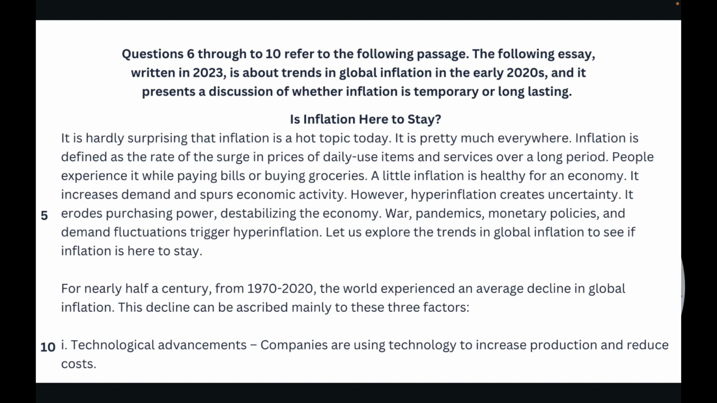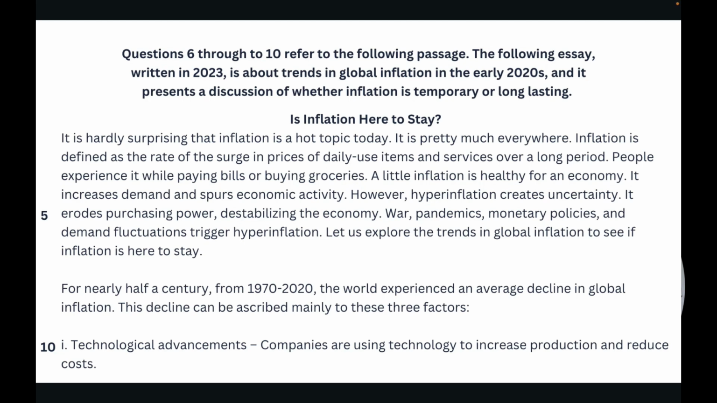However, hyperinflation creates uncertainty. It erodes purchasing power and destabilizes the economy. War, pandemics, monetary policies, and demand fluctuations trigger hyperinflation. Let us explore the trends in global inflation to see if inflation is here to stay. For nearly half a century, from 1970 to 2020, the world experienced an average decline in global inflation. This decline can be ascribed mainly to these 3 factors.